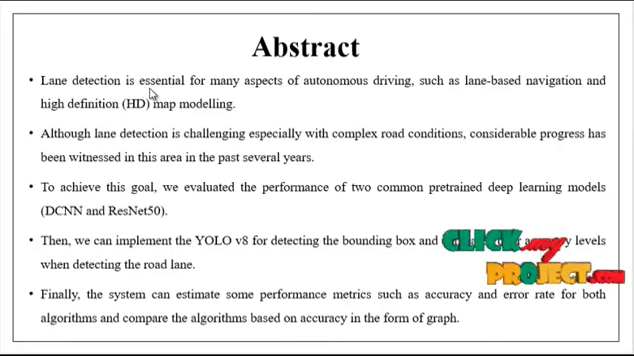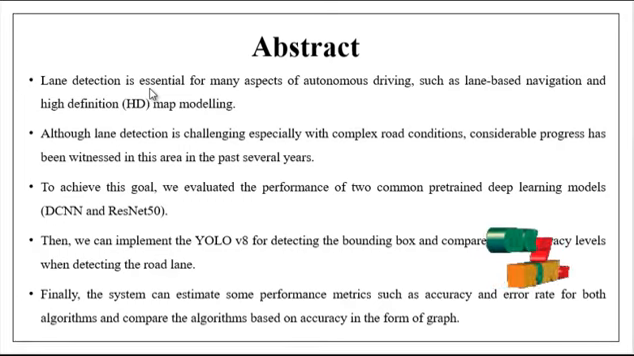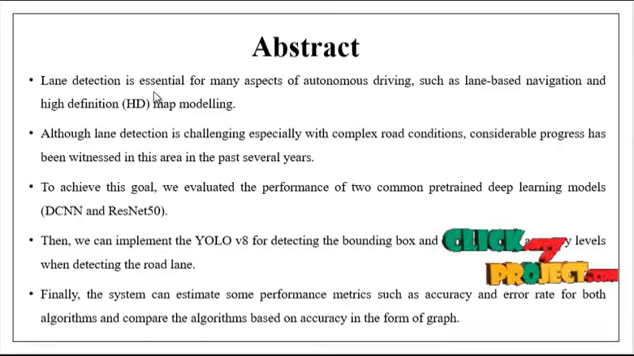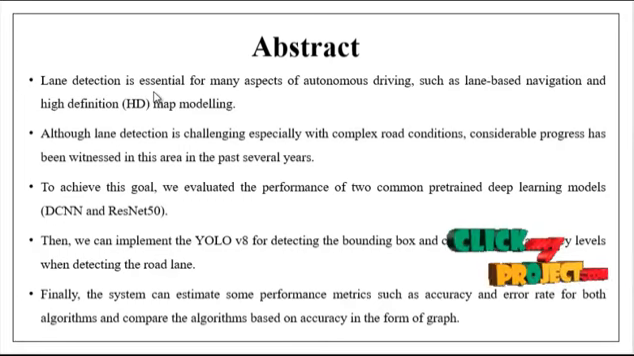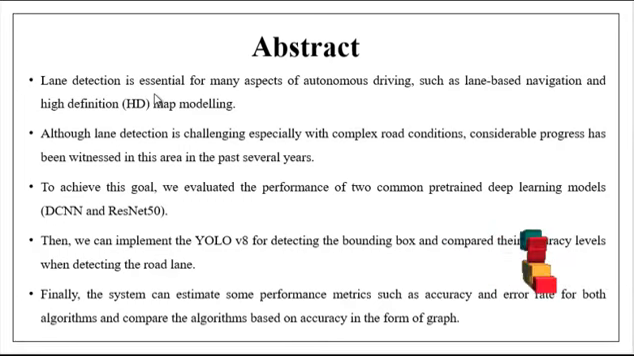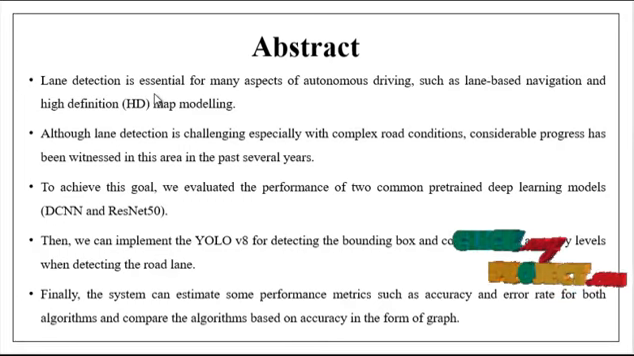To achieve this goal, we evaluated the performance of two common pre-trained deep learning models, such as Deep Convolutional Neural Network and ResNet50. Then we implement YOLO V8 for detecting the bounding box and compare their accuracy levels when detecting the road lane. Finally, the system estimates performance metrics such as accuracy and error rate for both algorithms and compares the algorithms based on that accuracy in the form of a graph.